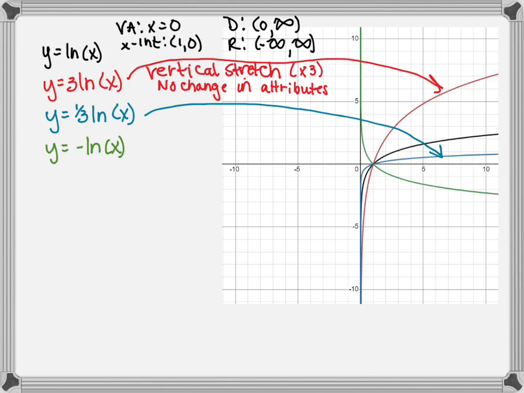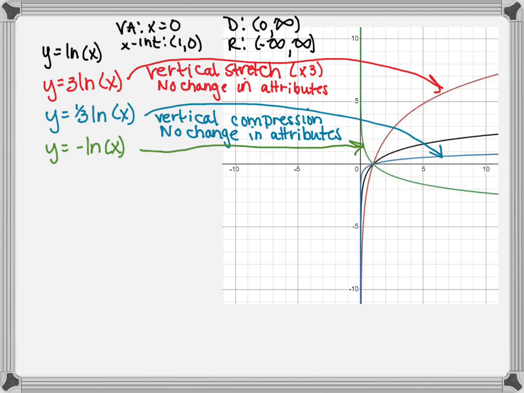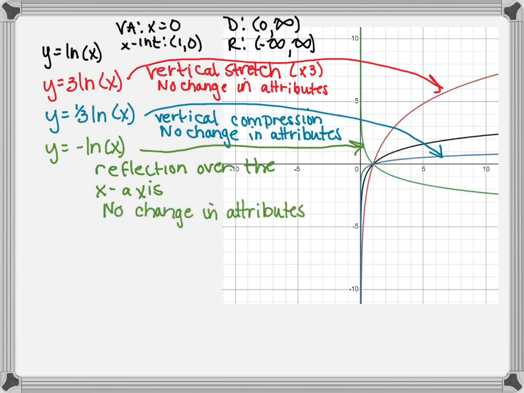In blue, we see the graph of y equals 1/3 times the natural log of x. This is a vertical compression. And again, there is no change in the attributes from those of the parent function. Finally, in green, we see the graph of y equals negative natural log of x, which is a reflection over the x-axis. And once again, there are no changes in the attributes that we had for the parent function.